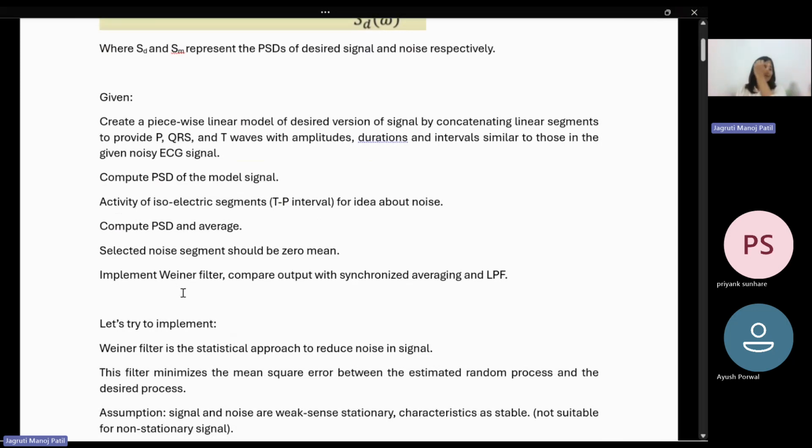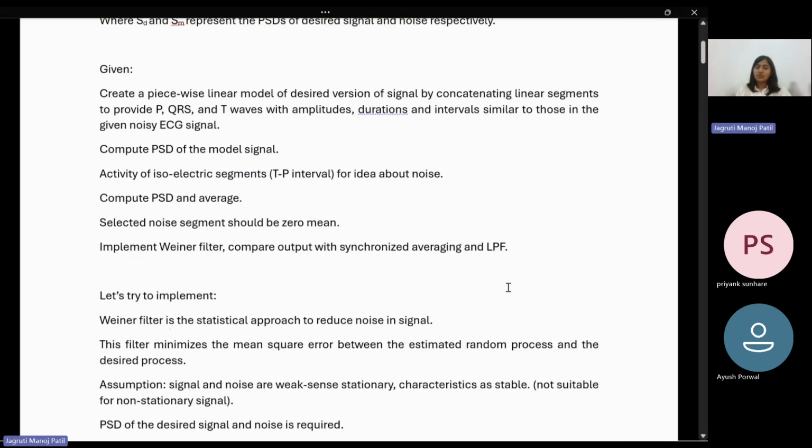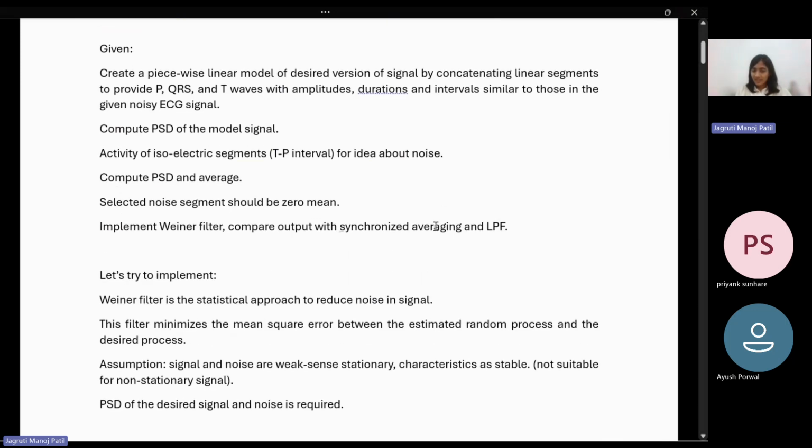The last step is to implement the Wiener filter, and then you can try and compare its output with synchronized averaging and then the low pass filtering. I see that two students have joined today. Can one of you tell me the difference between synchronized averaging and low pass filter, or are both of them essentially the same thing, where we just get smoothness but high frequency noise isn't removed quite nicely?